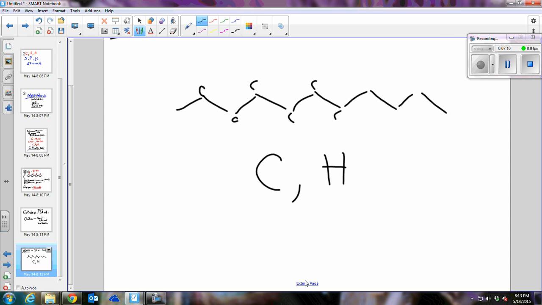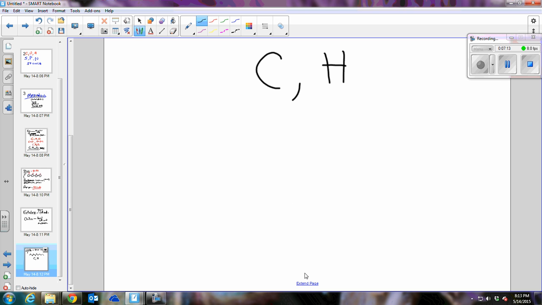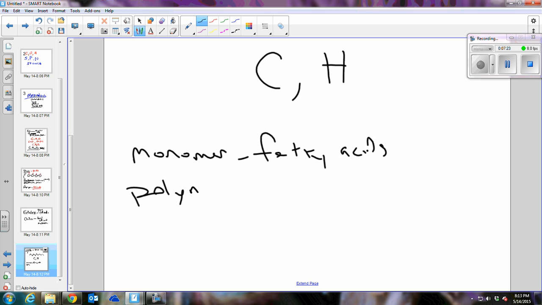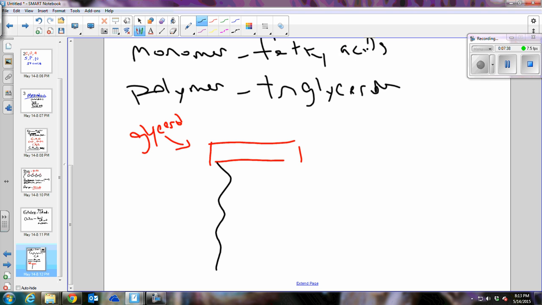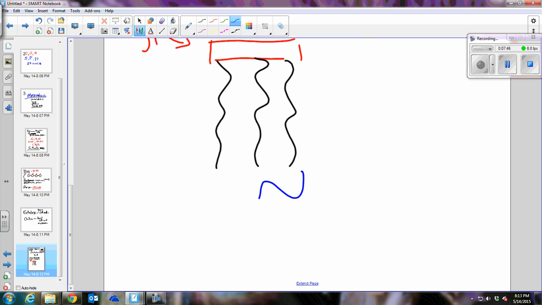A lipid is made up of monomers called fatty acids. An example of a polymer in a lipid is called a triglyceride. Why is it called a triglyceride? Well, there is a molecule called a glycerol molecule, and what it does is it holds 3 fatty acid chains together, thus the tri.